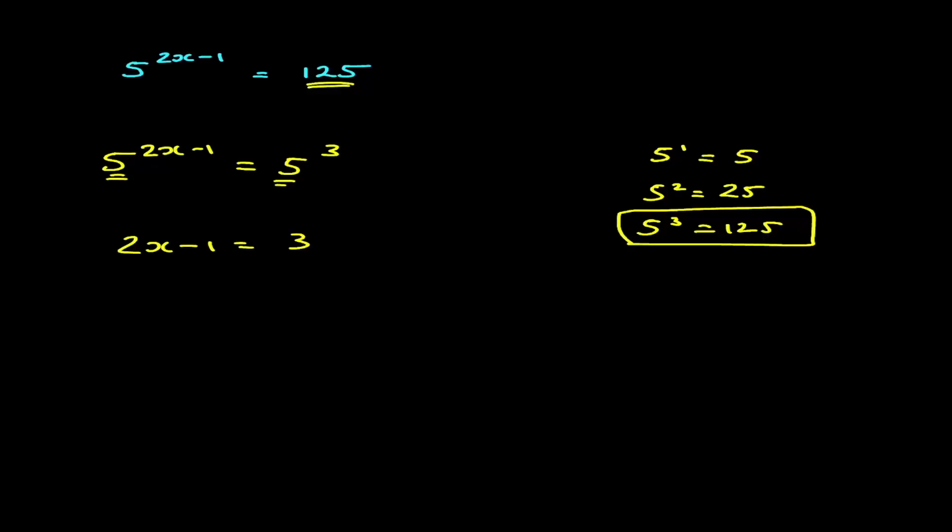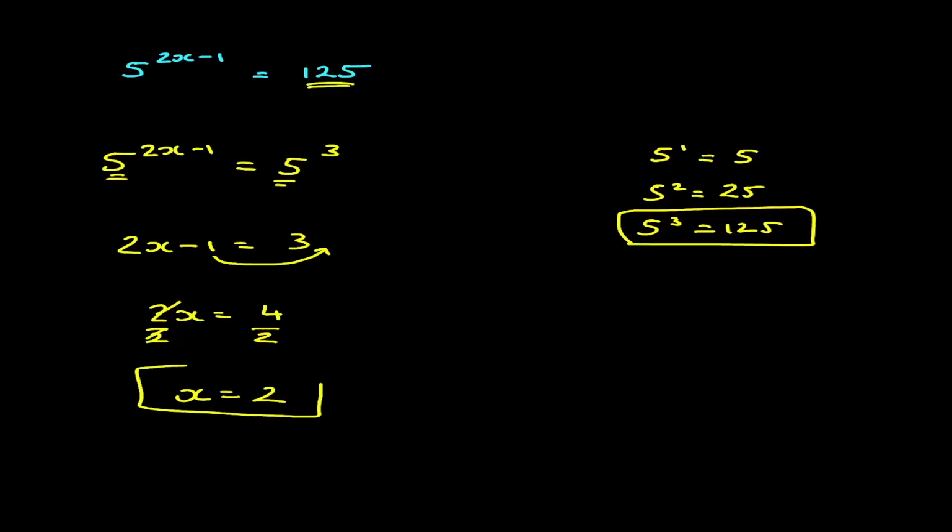So 2x take 1 equals 3. And let's make x the subject. So we get 2x equals 3 plus 1, which is 4. And then you're going to divide both sides by 2. And so x equals 2 in that case.